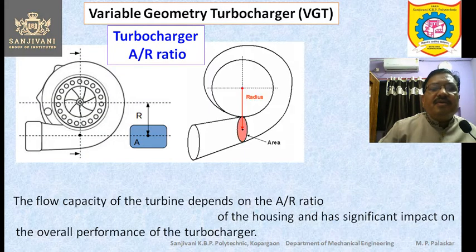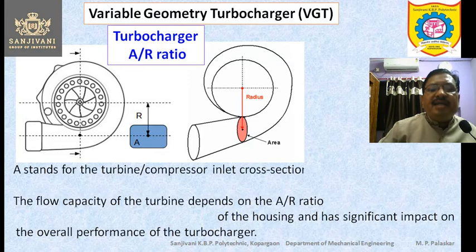So if you consider these two figures, what is the AR ratio? A stands for the turbine inlet cross sectional area.